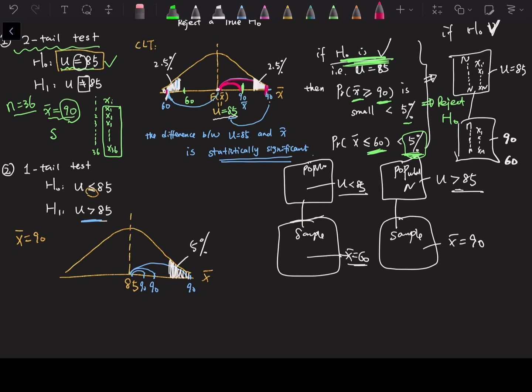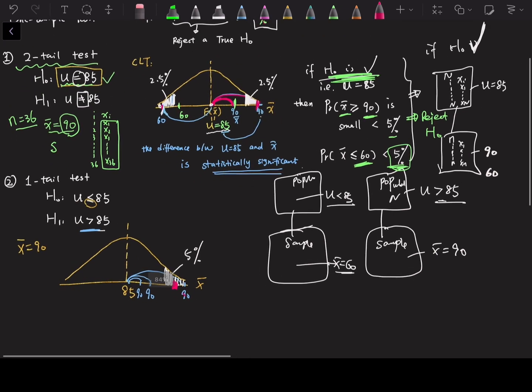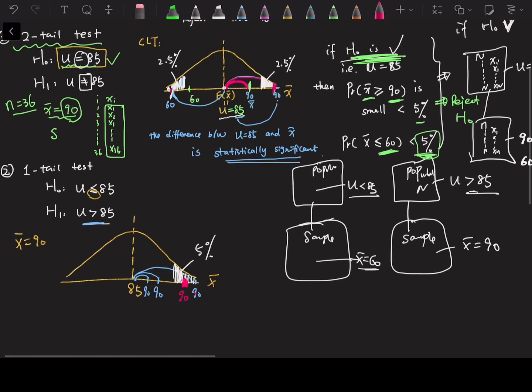And then if 90 falls in this 5% area, we say the difference between the sample mean and the population mean is statistically significant. Or if the sample mean is this large, it's very unlikely that the population mean is this small. Or if the population mean 85 is true, there's less than a 5% chance we observe a sample mean this large. It's the exact same logic. But if 90 is here, then we say the difference between the sample mean 90 and 85 is not statistically significant, or the sample mean supports that the population mean is 85. Okay, so that's significance level.